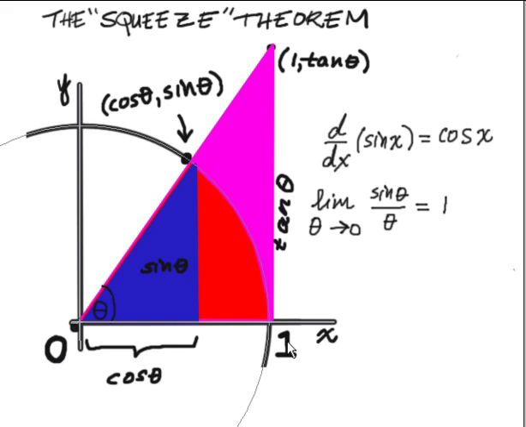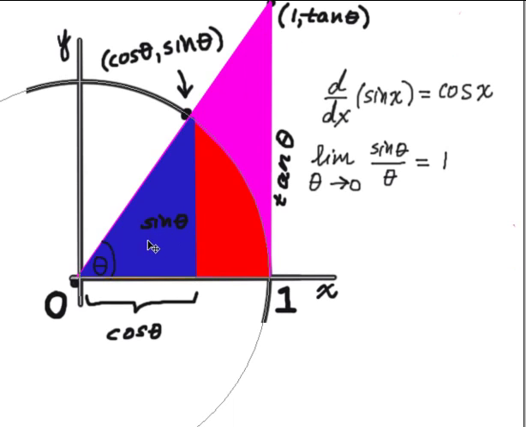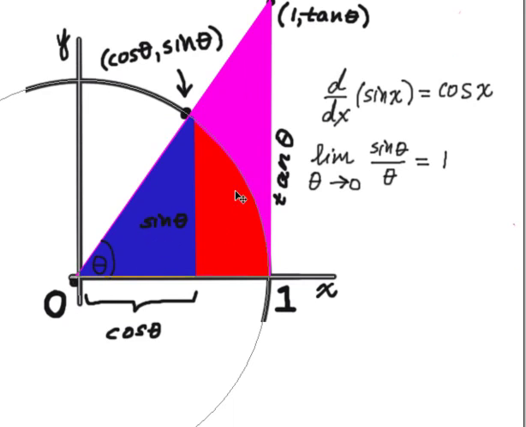What we're going to use in order to demonstrate this limit is to first calculate the area of the blue triangle, the red sector, and the purple triangle. And obviously the blue triangle is the smallest of the three, red is in the middle, and purple is the biggest. So let's take out these three geometrical objects and calculate the area of each one. We want to calculate the area of the blue triangle, the red sector, and this large pink triangle.